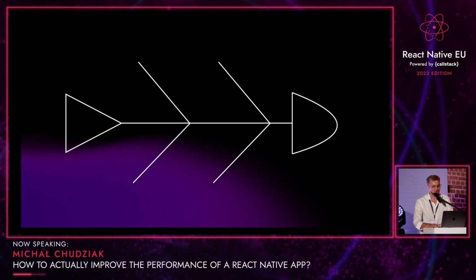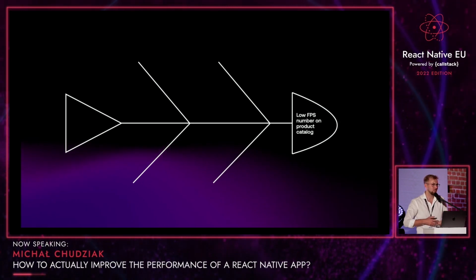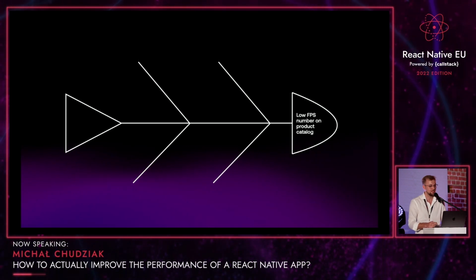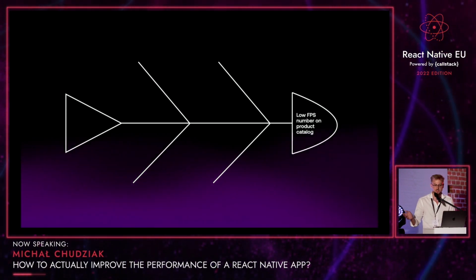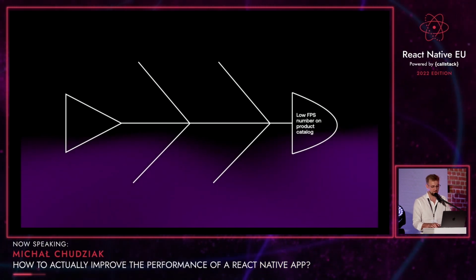We start by drawing a head. The head should contain a problem statement. We've already defined several problems in our app and confirmed them during the measurement phase. So I'm going to put a low FPS number on the product catalog screen as our brainstorming subject.